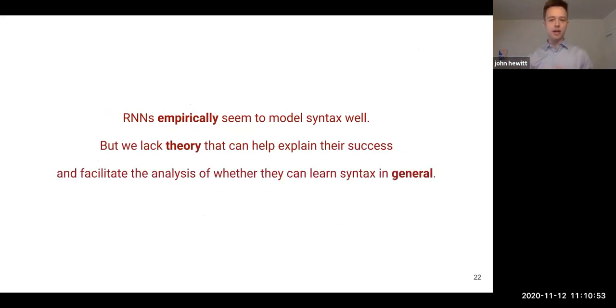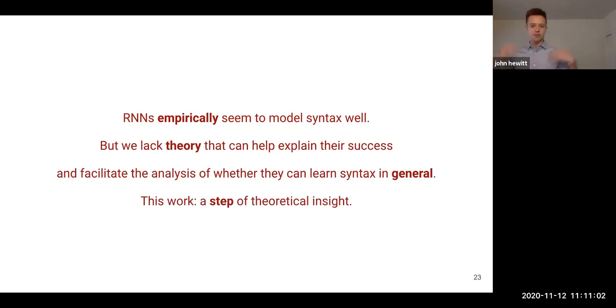Today we're going to focus on stacks. And so we want to have theory to help us facilitate the analysis of whether RNNs can learn syntax in general. And this work I see as just a step in that direction.